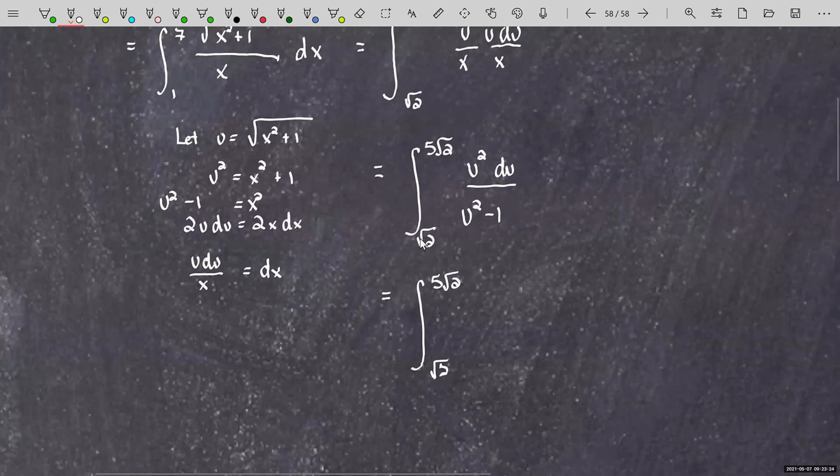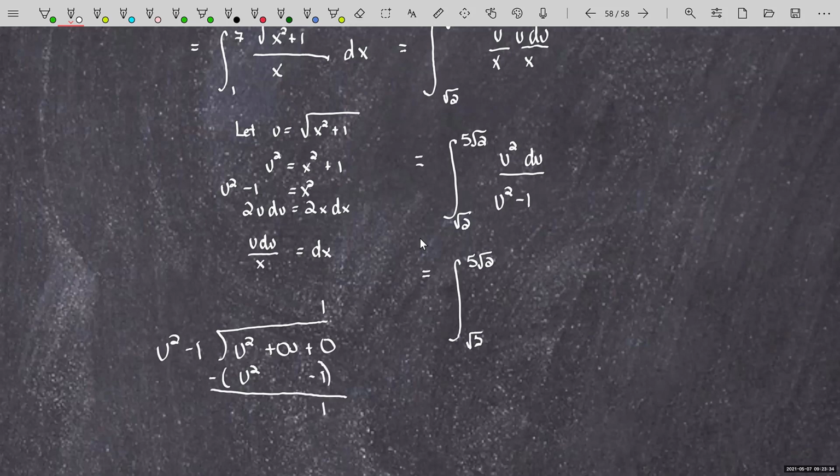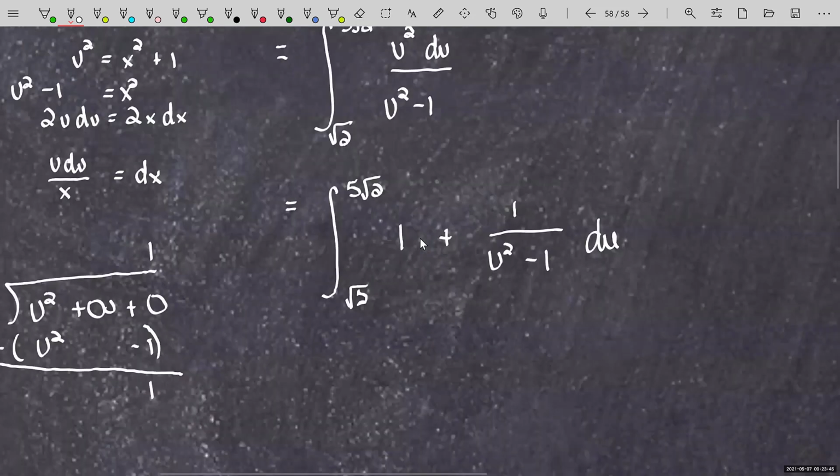the idea. u squared goes into u squared once, multiply back through u squared minus 1, subtract that entire statement, and you will get 1. And so this becomes the integral of 1 plus 1 over u squared minus 1 du. And now you can go ahead and integrate the rest of that partial fraction decomposition on this.